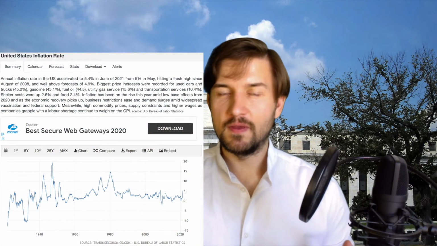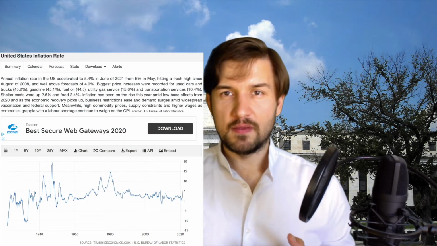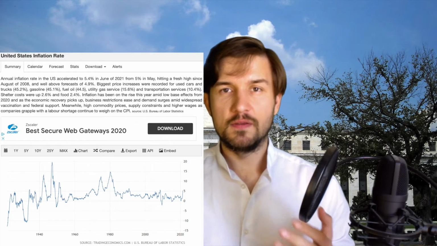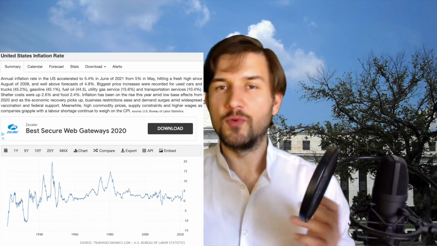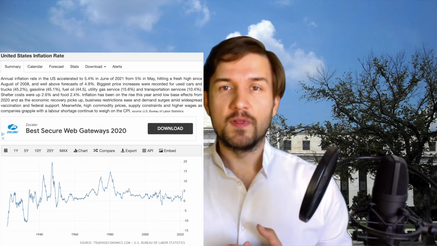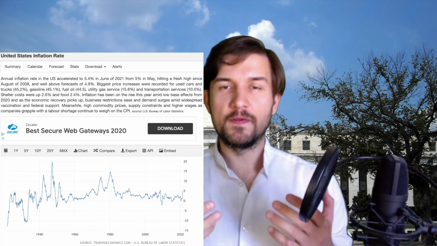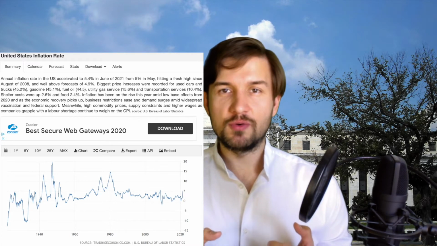Now let's look at the CPI, the inflation rate in the United States. The Federal Reserve claims that its goal is 2%, or slightly above 2%, as they say. The current CPI number is at 5.4%, which is way above 2%, as claimed by the Federal Reserve, and it's the worst this number has been since the global financial crisis of 2008.